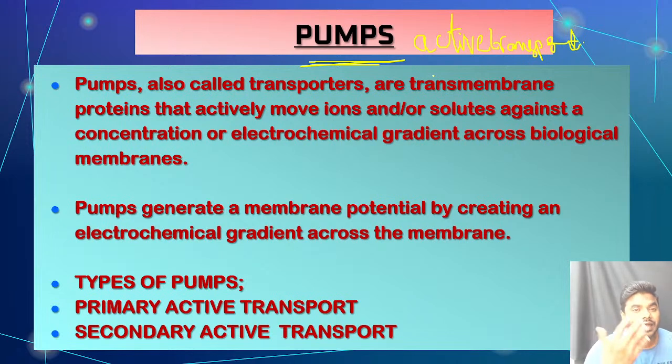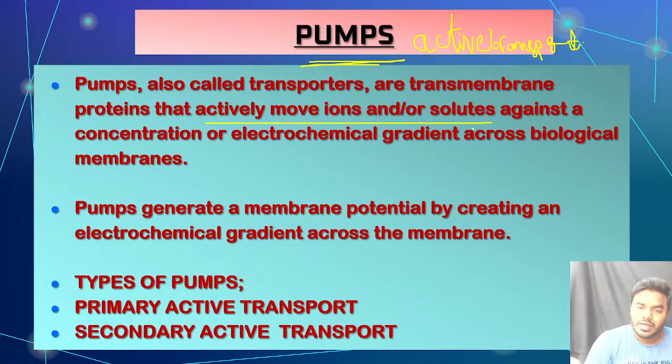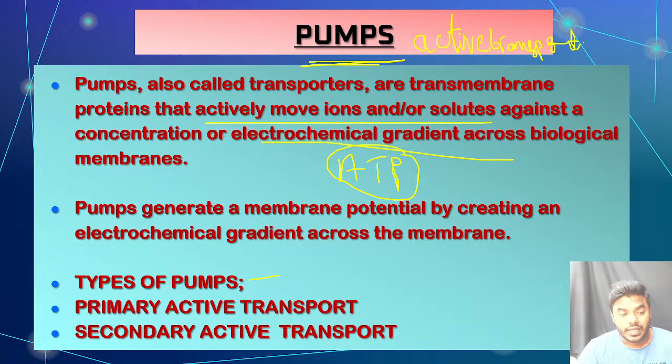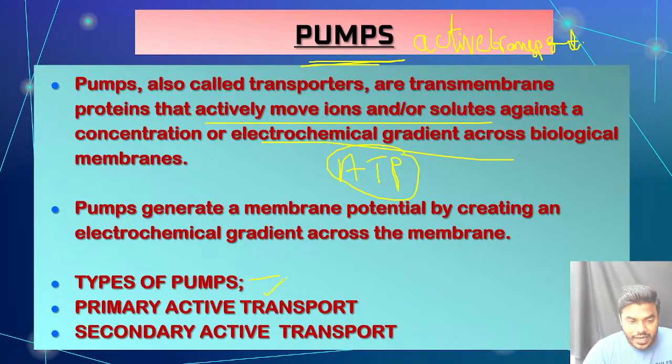Once again, understand, the movement of the ion or molecule is against the concentration gradient. So if something is moving against it, then obviously we should use an abundant amount of ATP. There is no doubt about it. Now, what are the types of pumps that can mediate the transport? There are two types of transport: primary active transport and secondary active transport.